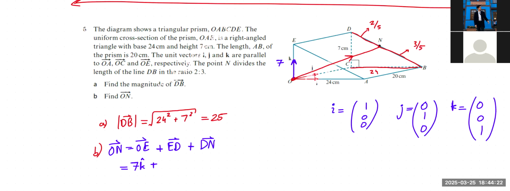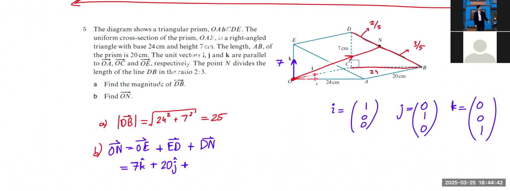ED is in the direction of J. Good job. Exactly. So what is ED then? It is 20J. Exactly. You getting a hold of it now? Yeah, I am. Now, here's the what-if problem though. What if I wrote J in that little column thingy?